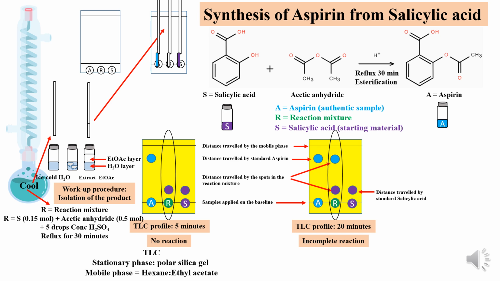So samples are applied on the baseline and stop the TLC development when the mobile phase has traveled the required distance over the TLC plate. Now the distance traveled by the standard aspirin is represented by the blue circle. The distance traveled by the standard salicylic acid is represented by the purple circle.